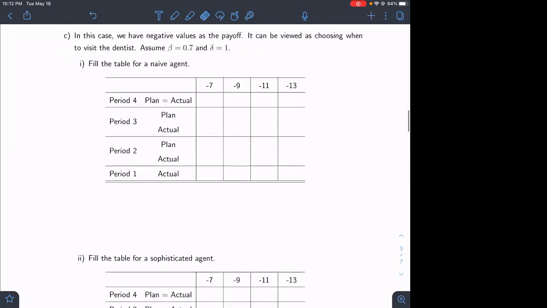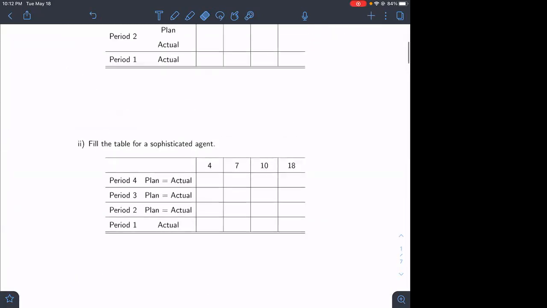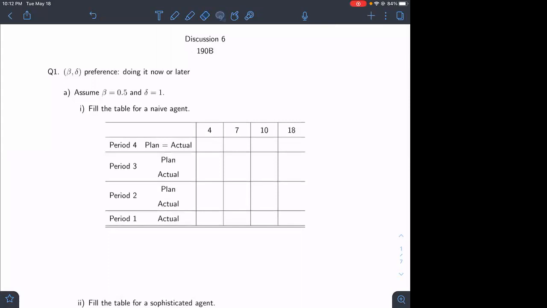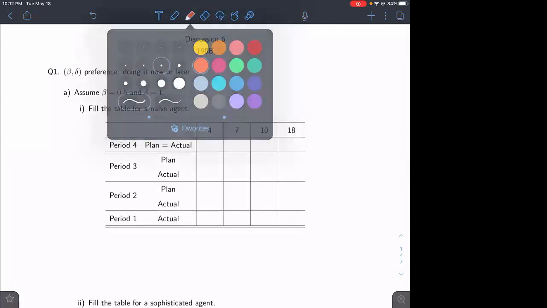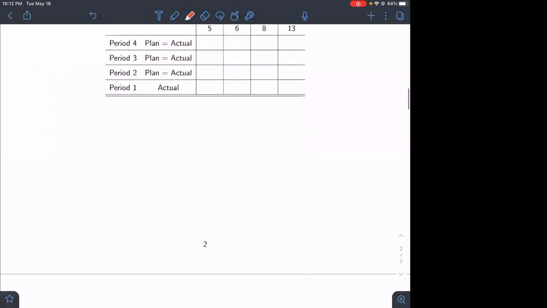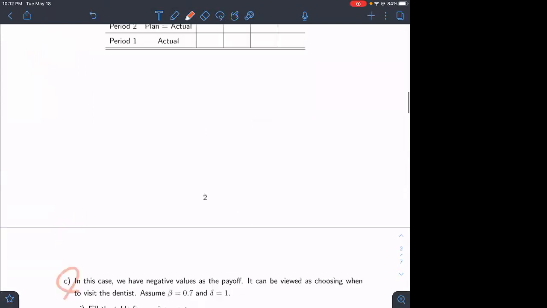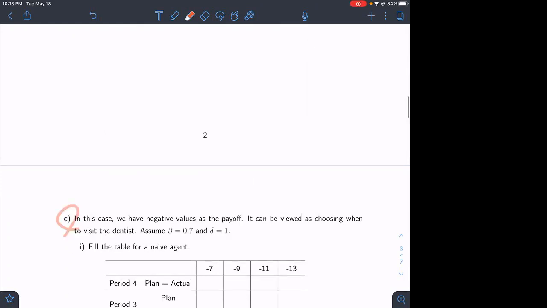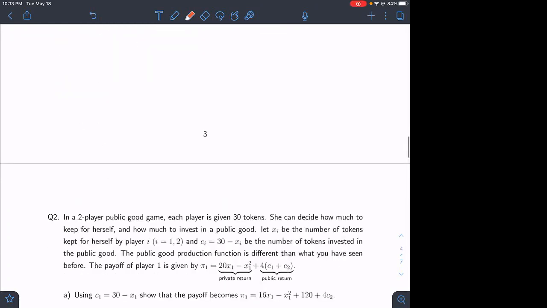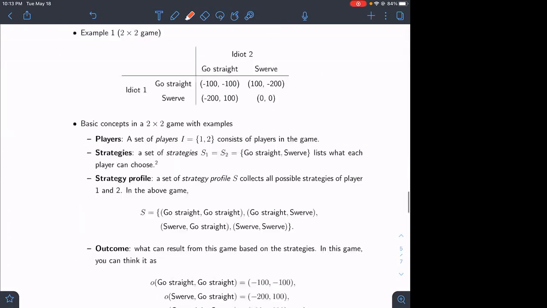And then, I'll try to solve question 1 and question 3. I'm sorry. So part A of question 1 and part C of question 1, and then I'm also gonna go through the game theory.